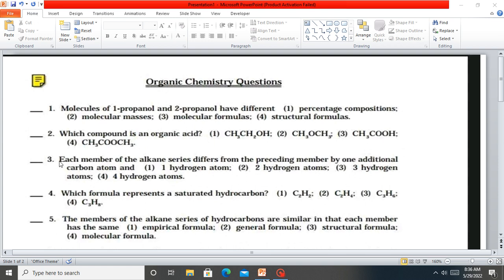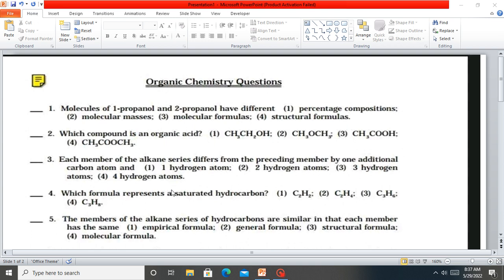Question 3. Each member of the alkane series differs from the preceding member by one additional carbon atom, and so this question talks about the homologous series. If you take alkanes like methane and ethane, they differ in the number of carbons by 1 and 2 hydrogens. So each member of the alkane series differs from the next by 1 carbon atom and 2 hydrogens. So the answer is the second one, 2 hydrogen atoms.